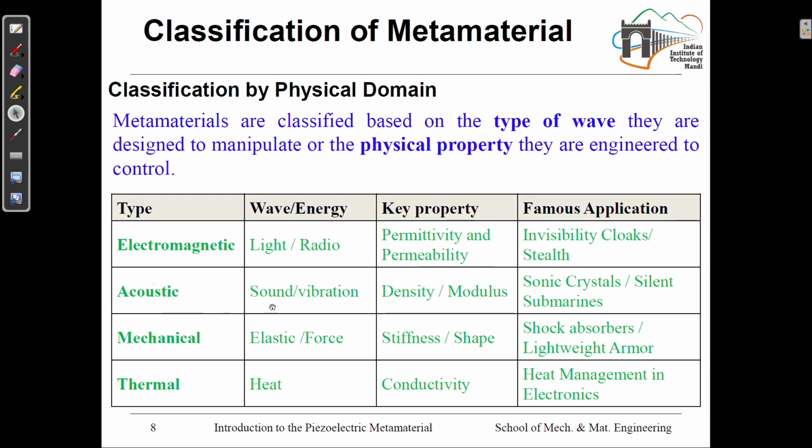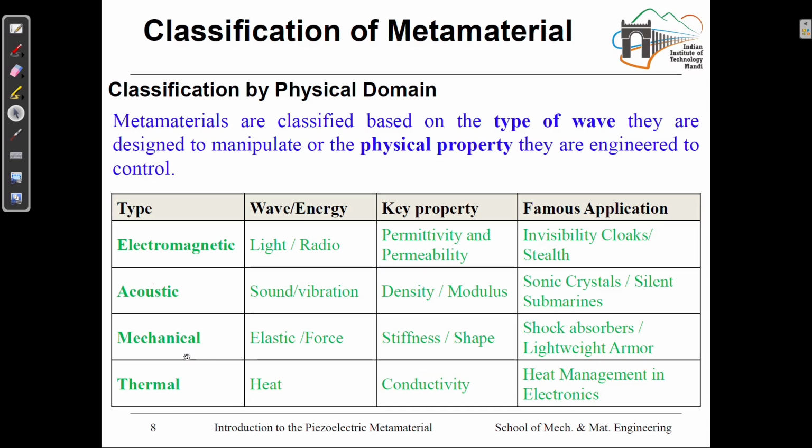And the acoustic domain: here we have waves, sound waves, even vibration waves. Here we are interested in designing or modifying the density and modulus, which are used in sonic crystals, right? Or in the case of submarines in the sea, we want that no noise should come outside. Everything should be silent. So for that, we can design the material of the submarine as an acoustic metamaterial.